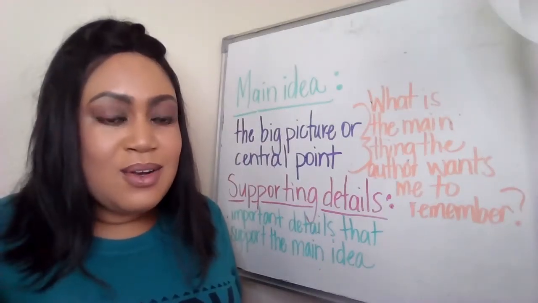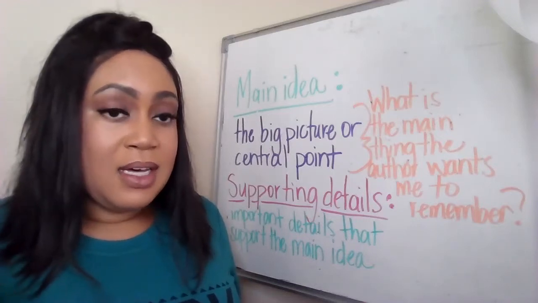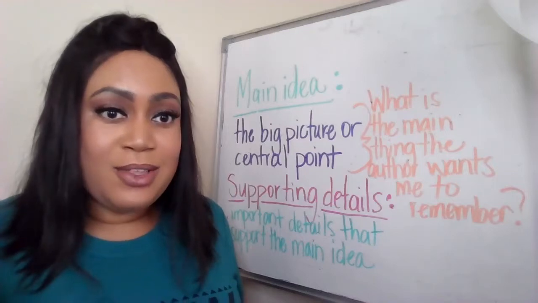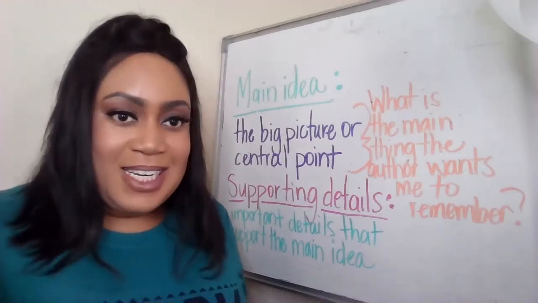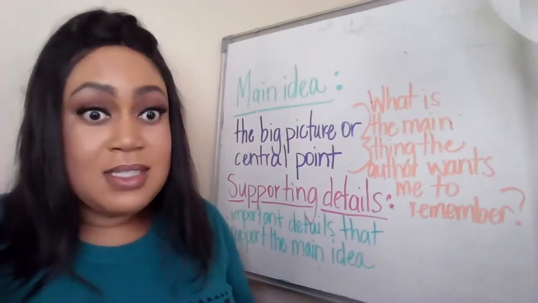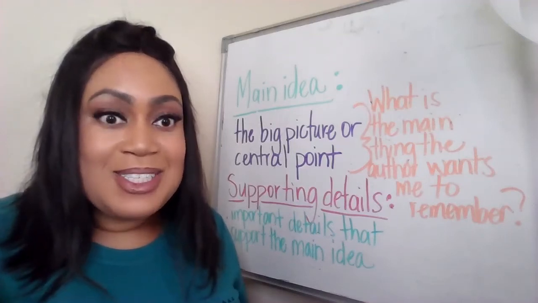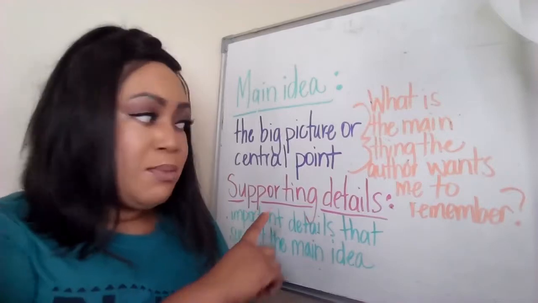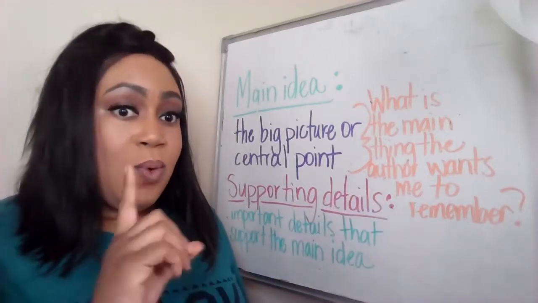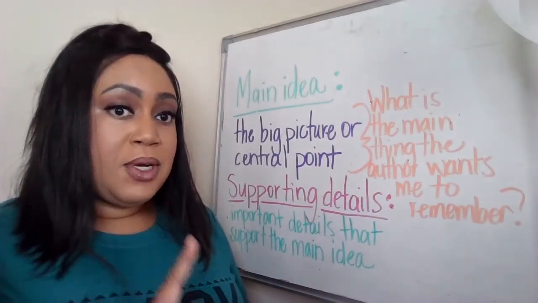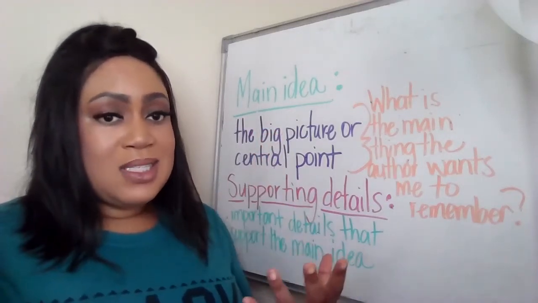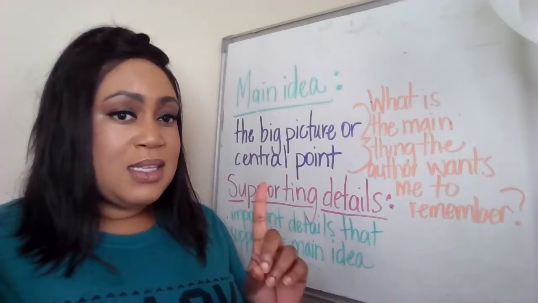Usually, in literary terms, in fiction writing, the author will use the title of the text or the story to lead you to the main idea. So, as I'm reading this, I want you to think, what does the author want me to remember? Because the one thing that the author wants you to remember is going to be the main idea. So you're thinking as we're reading, what does the author want me to remember? What's the one thing they want me to remember?